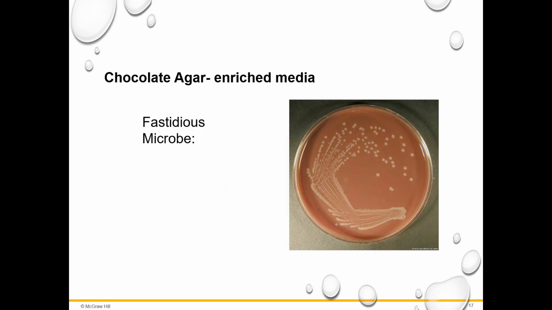Chocolate agar is enriched media. This grows fastidious microorganisms, and again, fastidious microbes do not grow on standard media. They require extra nutrients in order to grow. Chocolate agar consists of boiled blood. So it's blood cells that have been boiled and broken open, and that's why it looks brown in color.